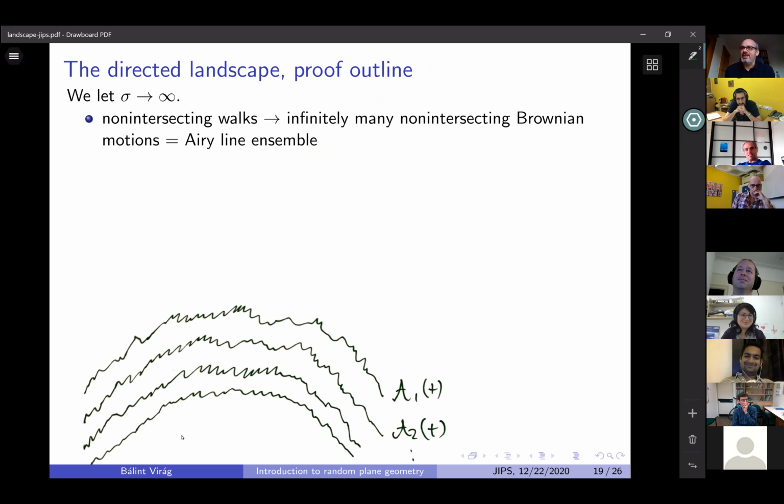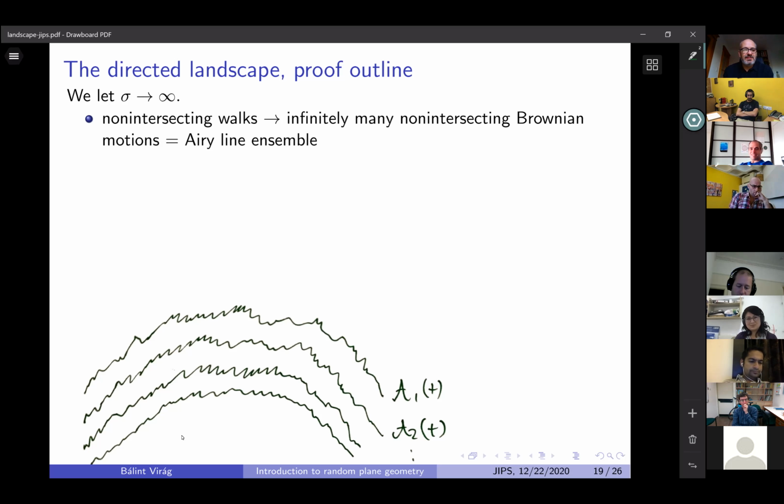So now we'll do scaling. Okay. We let scaling go to infinity. So what happens to the non-intersecting walks? Well, they become non-intersecting Brownian motions, and there are infinitely many of them. Well, we've taken that scaling. So sure, and that thing is called the Airy line ensemble. There are just infinitely many Brownian motions conditioned not to intersect. Okay, this thing makes perfect sense. I'm not going to say much more about what it looks like, but it does make sense.